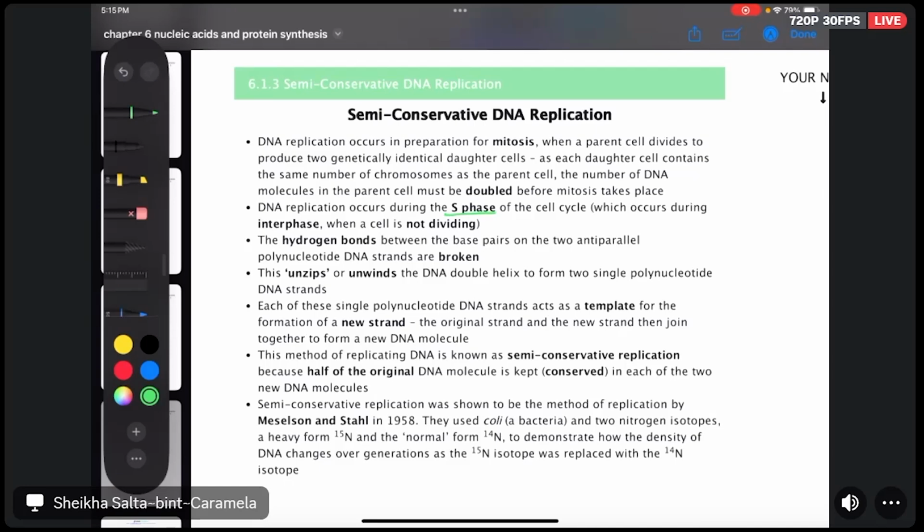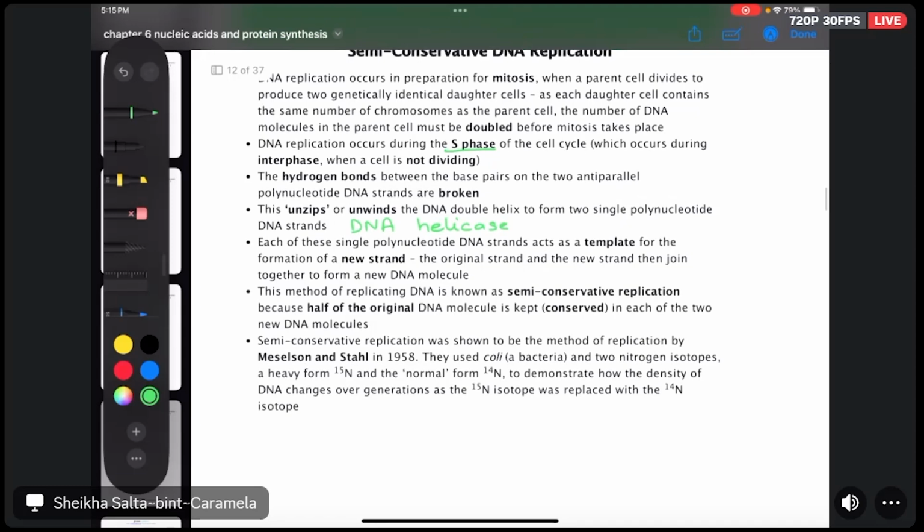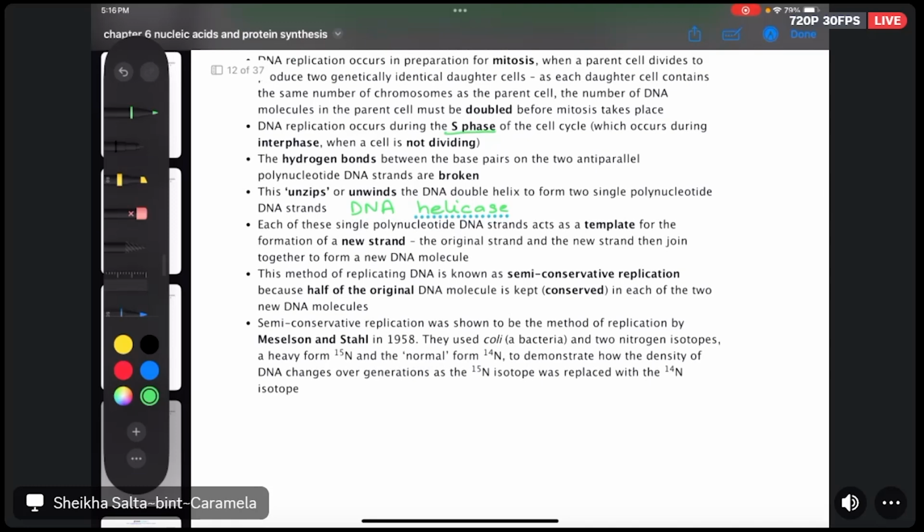And then what happens is that first the hydrogen bonds break between the base pairs of the DNA molecule, and this is done by an enzyme known as DNA helicase. The name is not mentioned here, so I'll just write it down. DNA helicase enzyme unzips the DNA molecule, and then each of these single polynucleotide DNA strands acts as a template for the formation of a new strand. The original strand and the new strand then join together to form a new DNA molecule. So this basically conserves half of the original DNA and makes sure that equal spread of genes occurs.